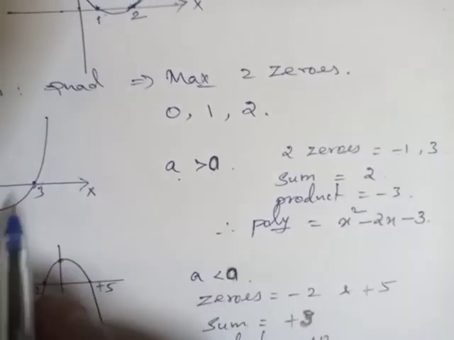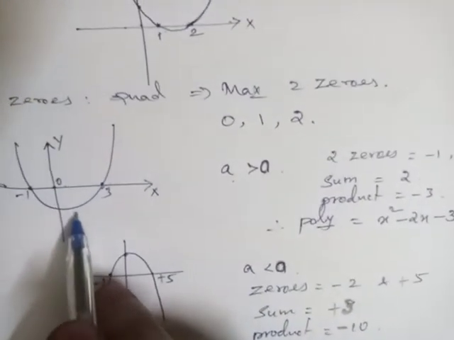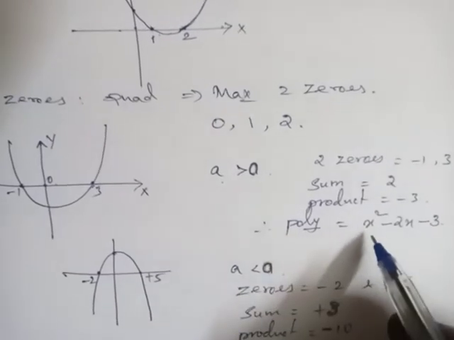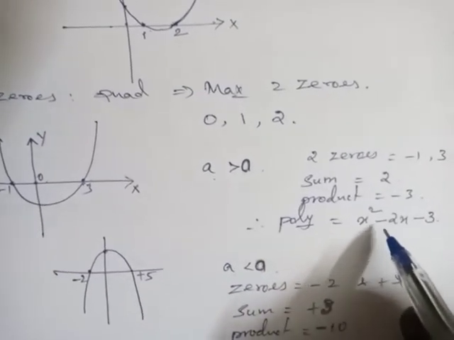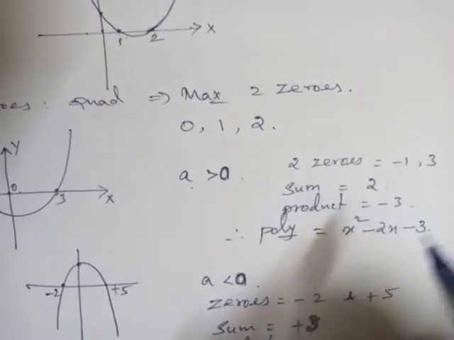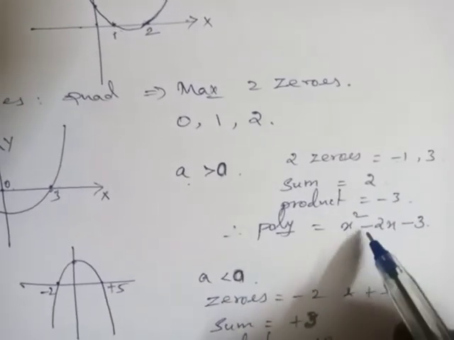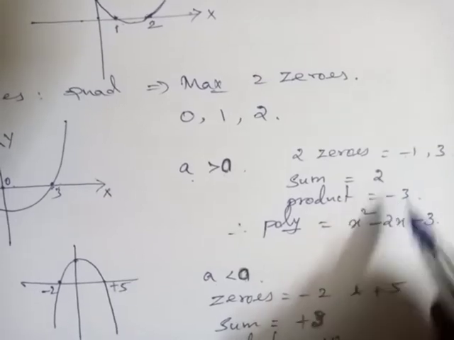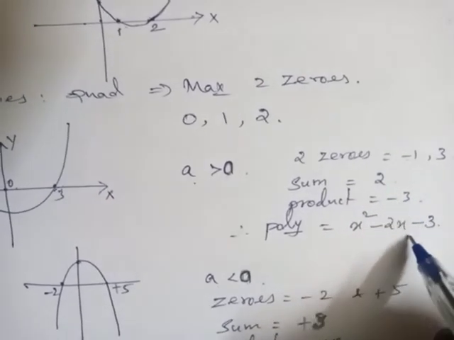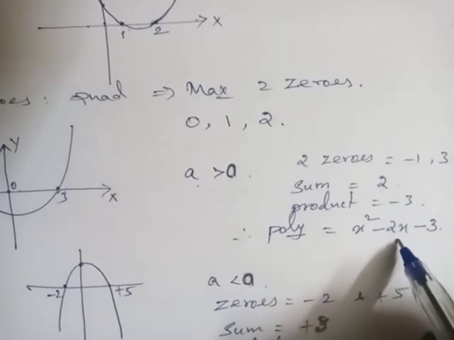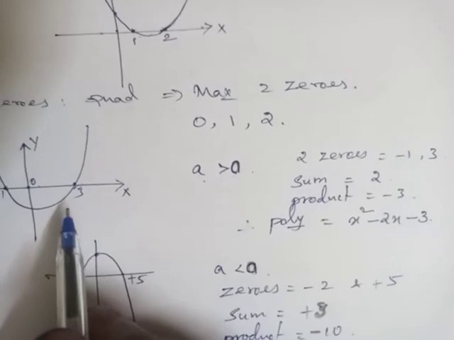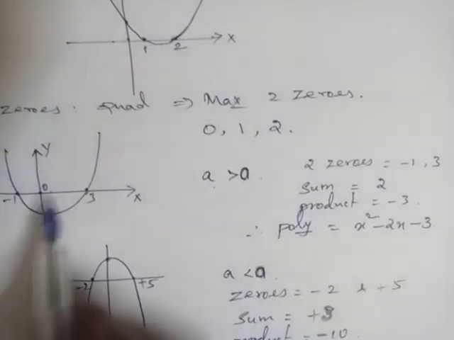Correct. Therefore, what is the quadratic polynomial for this graph? The polynomial is x square minus sum of the zeros into x plus product of the zeros. That is the formula, right? So x square minus 2x, since the sum of the zeros is 2, plus the product of the zeros, which is minus 3. So x square minus 2x minus 3 is the quadratic polynomial for this graph.